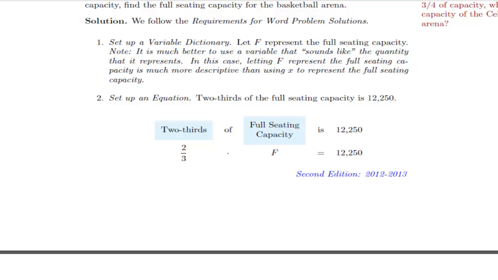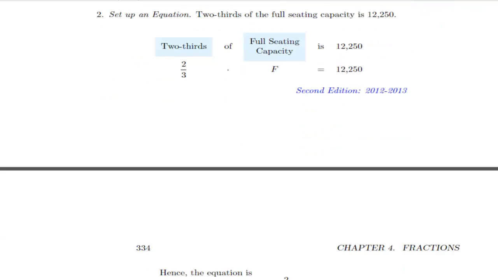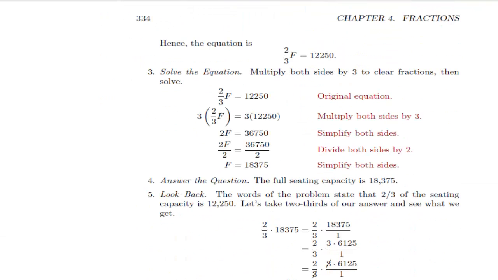2. Set up an equation. 2/3 of the full seating capacity is 12,250. So we have 2/3 times F equals 12,250. 3. Solve the equation. Multiply both sides by 3 to clear fractions, then solve. Multiplying the left by 3, we have 3 times 2/3 F equals 2F, and on the right, 3 times 12,250 equals 36,750. Divide both sides by 2. On the left, 2 times F divided by 2 is F, and on the right, 36,750 divided by 2 is 18,375. Answer the question. The full seating capacity is 18,375.